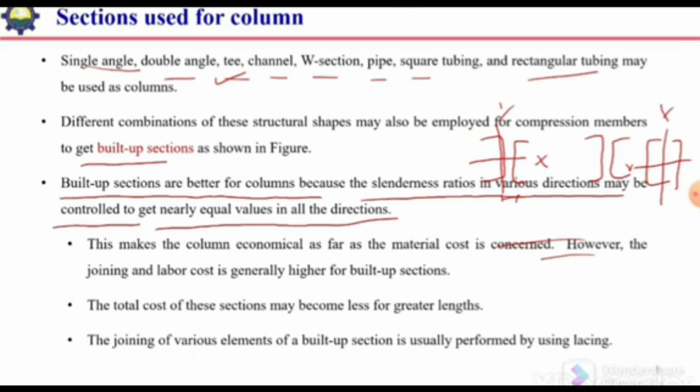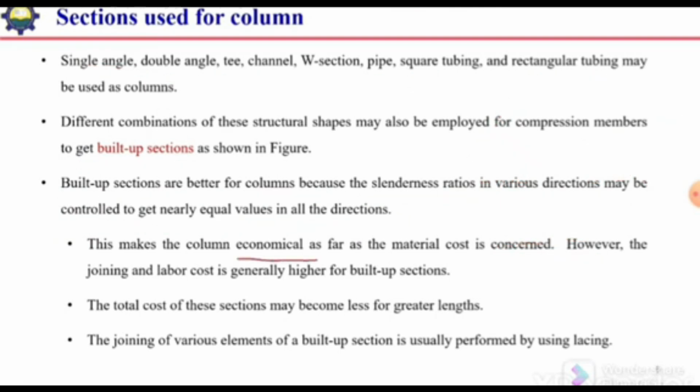When the slenderness ratio is equal in both directions, the capacity of the section will increase, because the capacity of a compression member mainly depends on the slenderness ratio. If we have a high slenderness ratio about one axis, but a very low slenderness ratio about the other axis, the member will bend about the axis which has the higher slenderness ratio, meaning the weaker axis. So we need to strengthen both axes, or make a section or column which is equally strong in both directions.